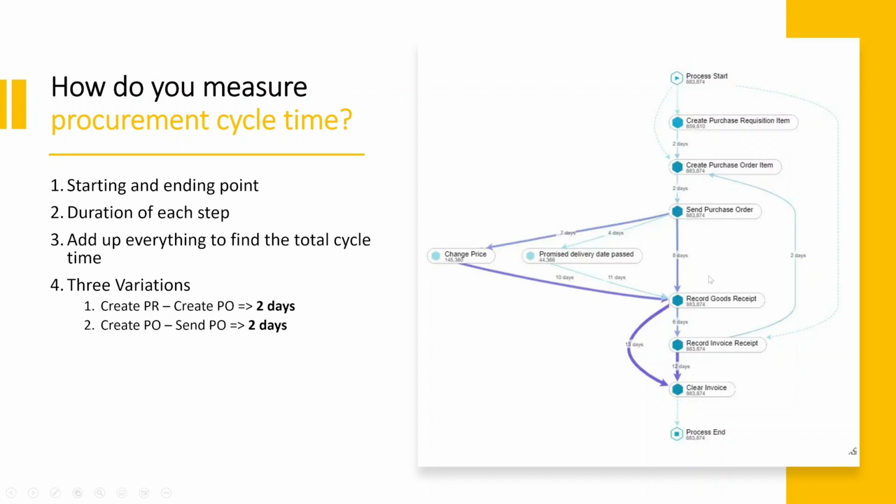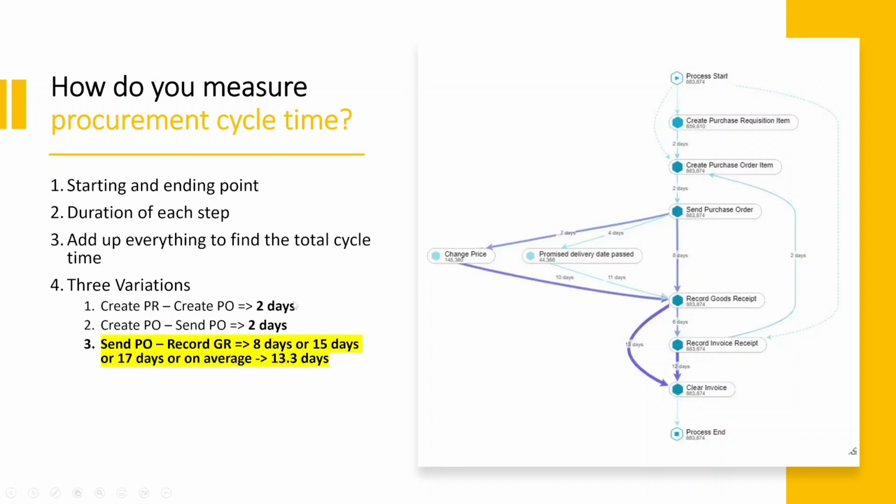But if you see from send purchase order to record goods receipt, there are three different flows. One is most of the items are flowing directly from send purchase order, and there is a direct record goods receipt. But there is another scenario that is a variation too, where sometimes a promised delivery date has been passed. So that is another variation of the activity in the process, and that would add more time to the process. And the next step is the record goods receipt. Sometimes the price has been changed. That is another variation. It goes to the price change and comes back to the record goods receipt. So this is what I meant by three variations.